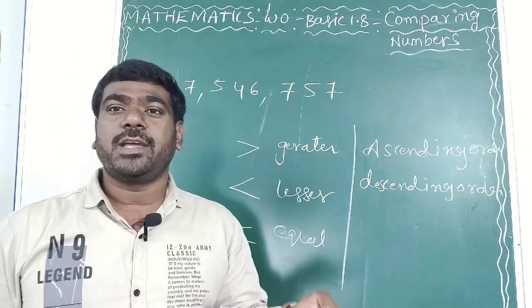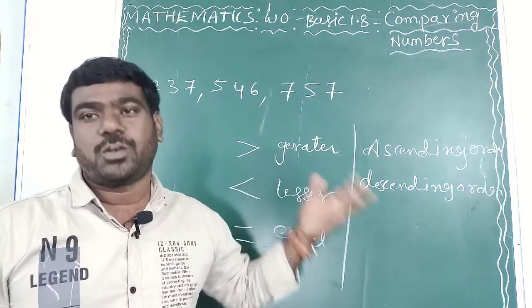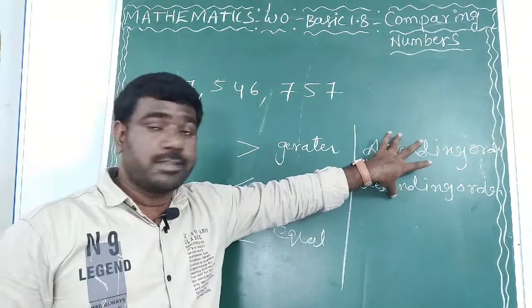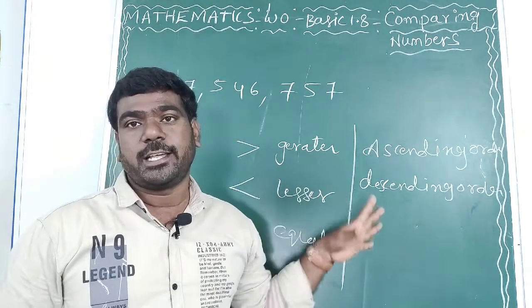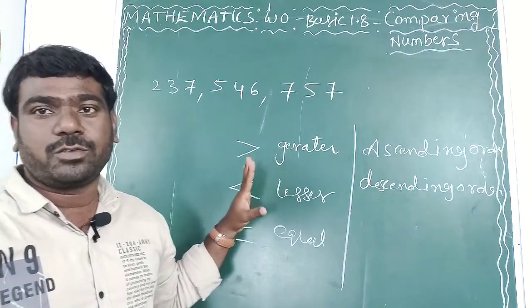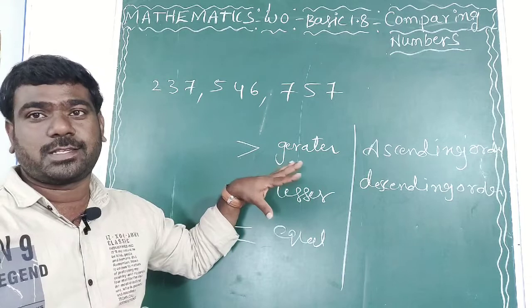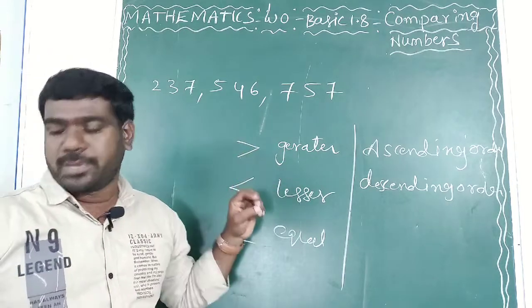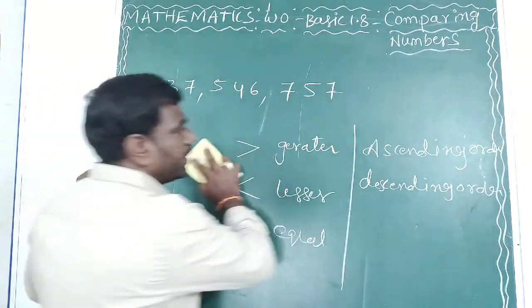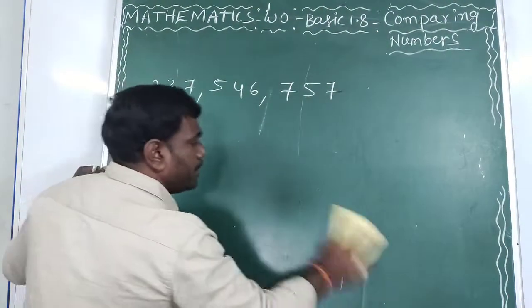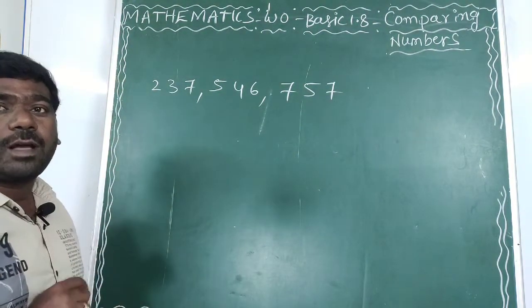If you want to compare only two numbers, we can use these three symbols. For more than two numbers, we can use ascending order and descending order. Now one by one we have to discuss. These are the comparing symbols. Shall I write this one? By using these symbols, how can I compare?